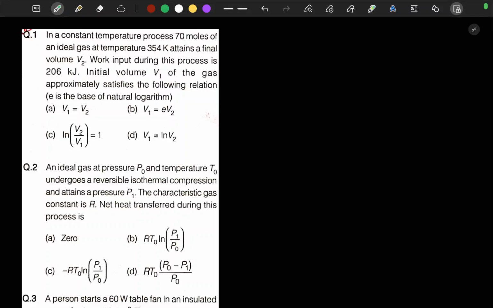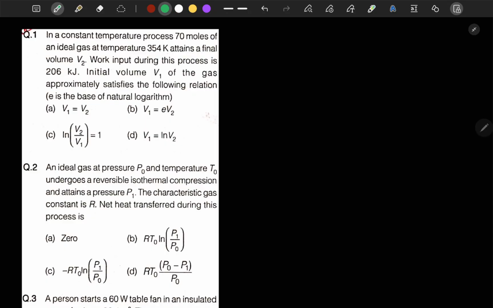Hi everyone. This is our second question session. In this session, we will cover all the questions of heat and work transfer, which we have discussed in the last lecture. That is chapter number 3 of thermodynamics. Let's start with question number 1.